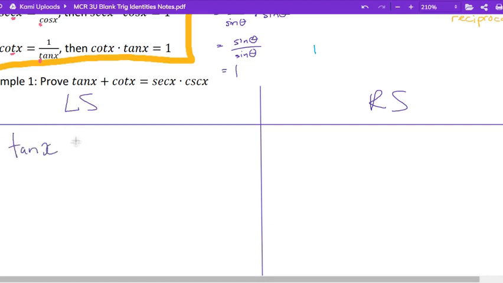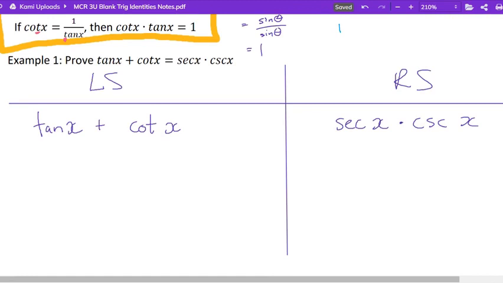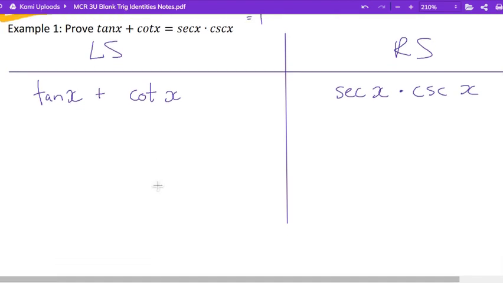So we have tan x plus cotangent x. And then we have secant x times cosecant x. So let's start on the left side, although we're going to end up doing a little bit of work on both sides. So when I see tan x, what can I write it as? Beautiful. So tan will be written as sine x over cos x.